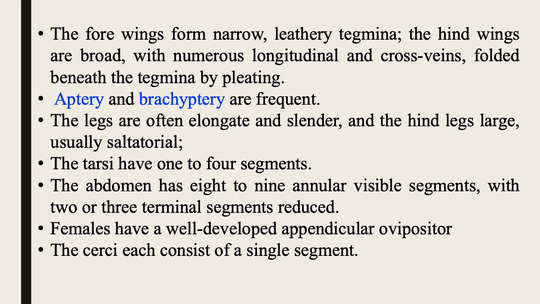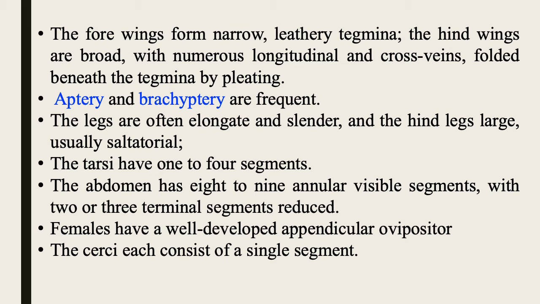In these insects, aptery and brachyptery are frequent. Aptery means absence of wings. Some orthopterans do not have wings at all and others have brachyptery condition, which means that their wings are reduced or they are functionless. The legs of orthopterans are often elongate and slender and the hind legs are large, and I told you they are usually saltatorial, meant for jumping.